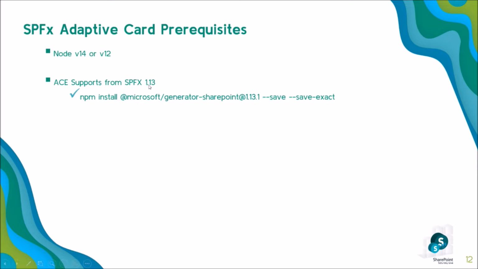Let's say 1.16 is released for SPFx. It started from 1.13 itself being supported, so you can use it for 1.16. It is still supported, because they launched it last year in October. That's the reason the 1.13 version started from there. Adaptive Card Extension is supported, so you can plan accordingly. It's an easy way to do that.